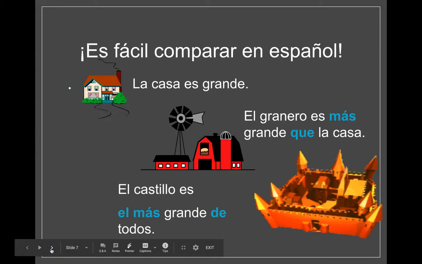All right, so these are just some examples. You don't have to write these down. If it's on this gray screen, you don't have to write it down. But just to see some examples. La casa es grande. The house is big. El granero es más grande que la casa. But the barn is literally more big than the house. We would say bigger in English. But then the castle is the biggest. El castillo es el más grande de todos. So it is the most big of all, or the biggest of all.